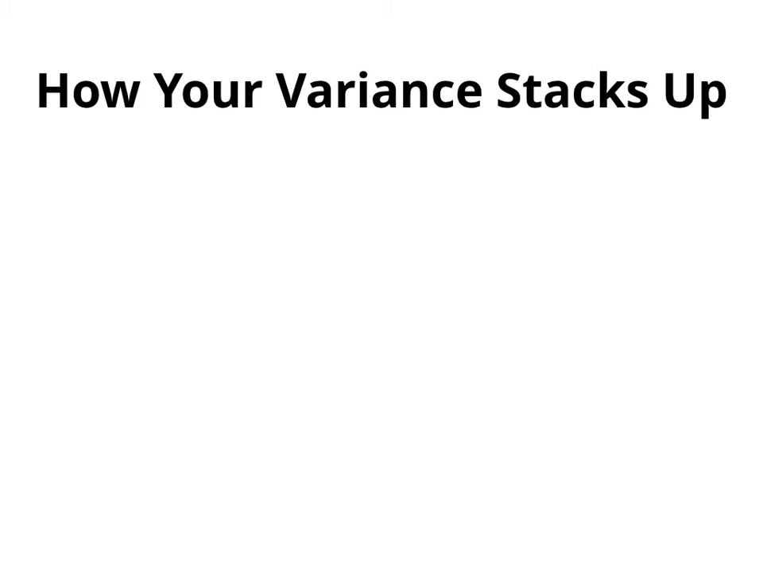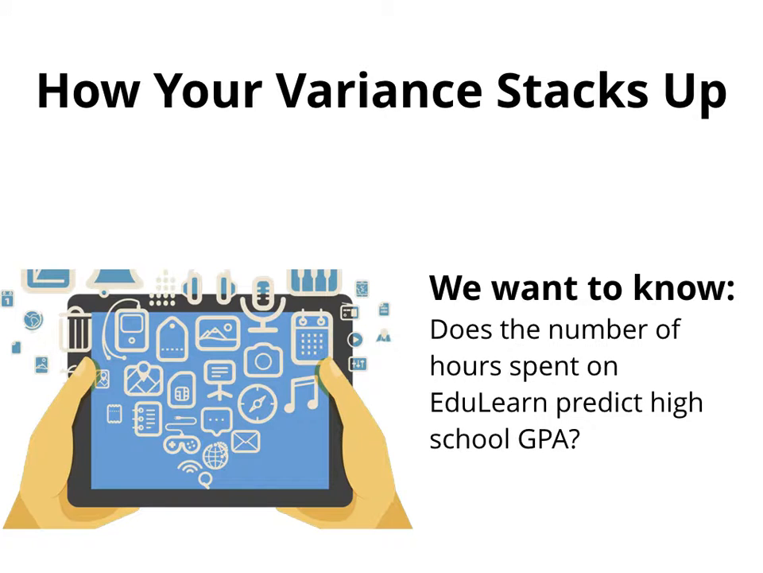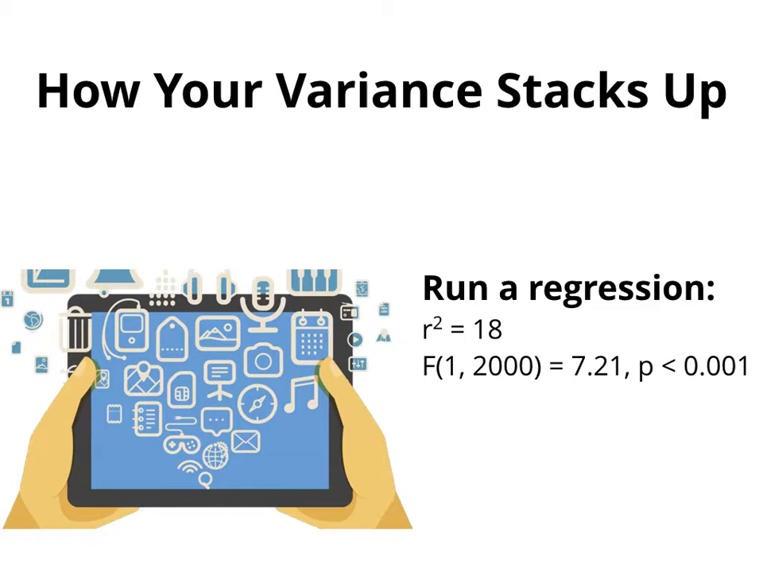The purpose of this video is to show how variance you find in, say, an intervention compares to other variances in the system. Let's imagine that there is a new educational app called EduLearn designed for high school students. And we want to know, does the number of hours spent on EduLearn predict high school GPA? So we run a regression with an R-squared of .18, and we find that it's a very significant result.